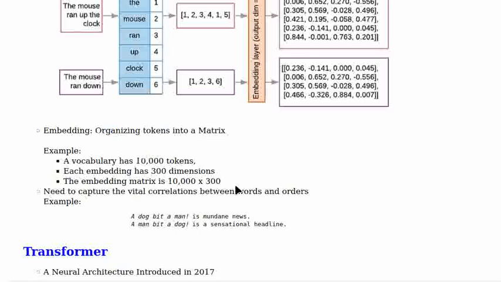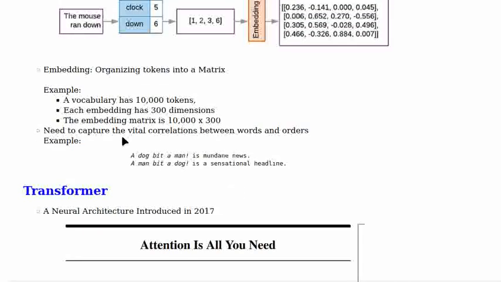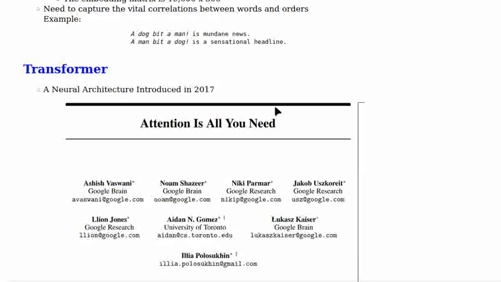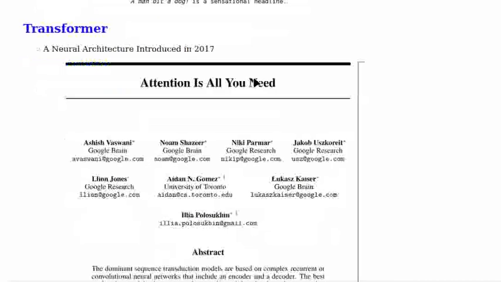The initial hurdle was that early models processed these numbers independently, ignoring a core truth of language. Meaning emerges from relationships and word order. The following 2 sentences that have identical words demonstrate the point. A dog bit a man is mundane news. A man bit a dog is a sensational headline. For decades, the central challenge of language AI has been how to effectively model these intricate relationships and orders between words.